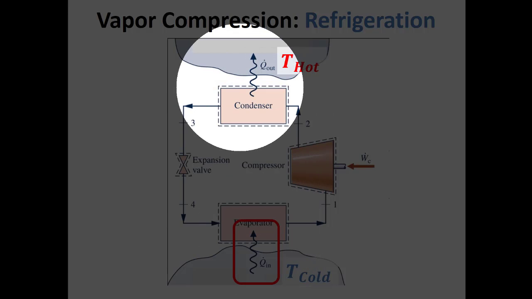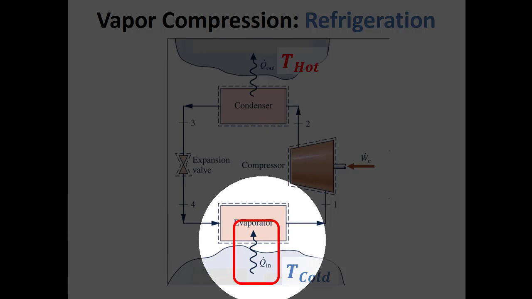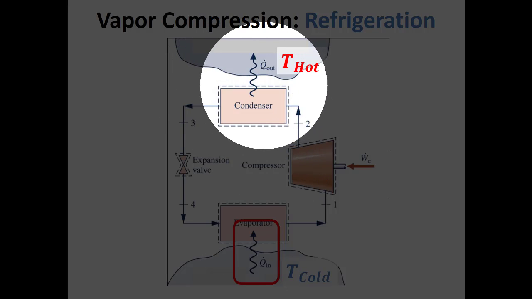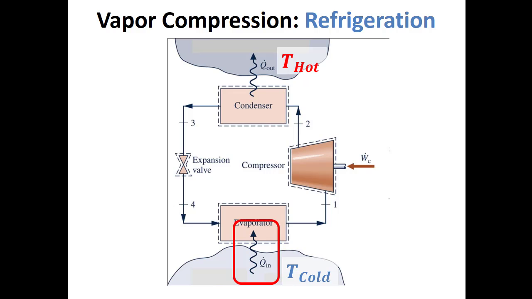In a heat pump, we're trying to heat up the hot space. So the energy benefit for a refrigeration cycle is this heat transfer that comes in on the cold side. And we'll see that the energy benefit in a heat pump is the heat that goes into the hot side.